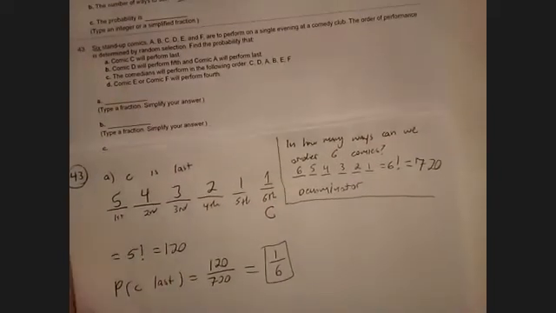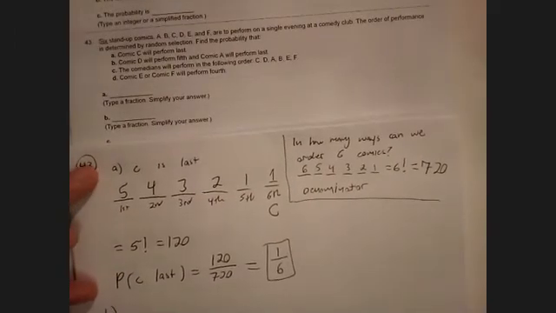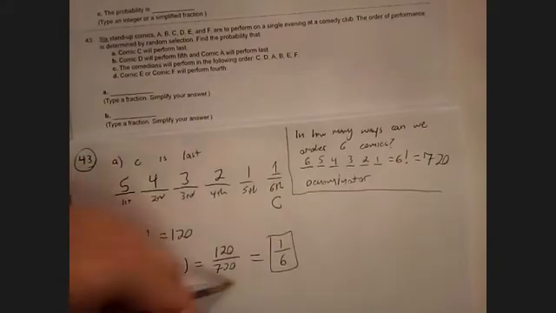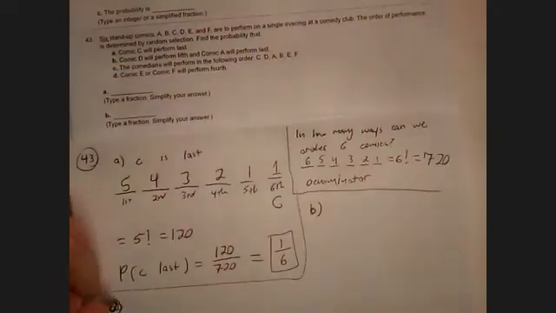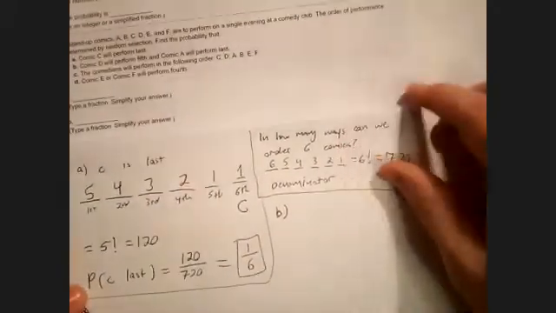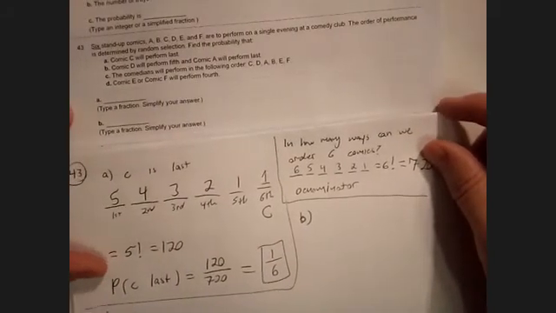Part E. Comic D will perform 5th, and comic A will perform the last. So let's do that. All right. Let's read what they want again. Comic D will perform 5th. 1, 2, 3, 4, 5, 6. First, second, third, fourth, 5th, 6th.